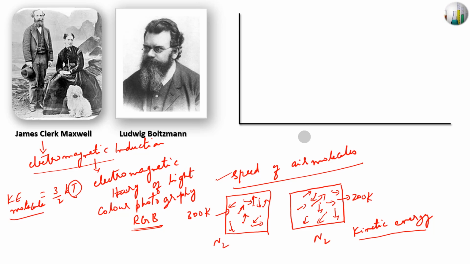The x-axis represents the speed, and the y-axis represents the number of molecules. So y is representing number of molecules, x is representing speed. Remember, it's not velocity, it's speed. And here again, you need to understand the difference between speed and velocity. Of course, I'm sure you do understand what that is. Velocity is a vector, speed is a scalar.